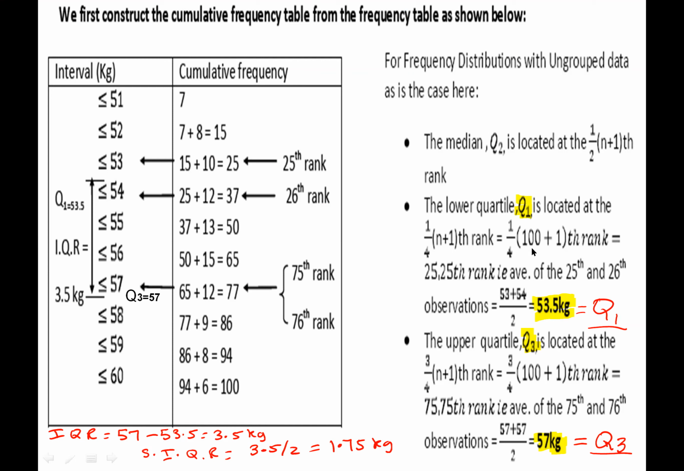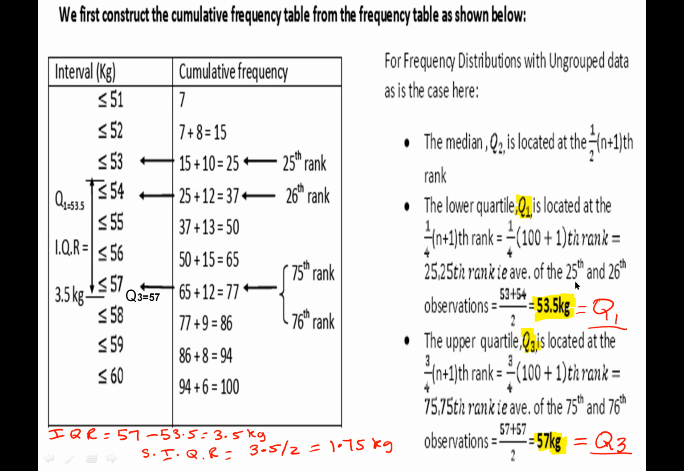So it'll be a quarter of 100 plus 1, the rank or position, which gives you this figure. But what you need to know is that at our level, once you have a fraction, whether it be the 25.5 position, 25.25 position, or 25.75 position, it doesn't matter. When you do this calculation, you get a fraction or a decimal. All we do is find the average of this number and one more than it. So we're going to find the average of the 25th and the 26th observations.